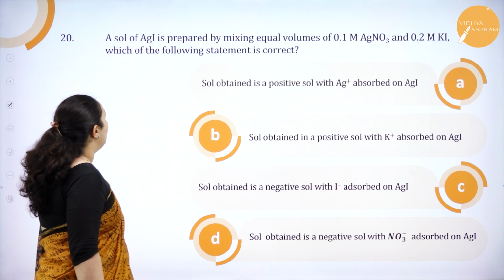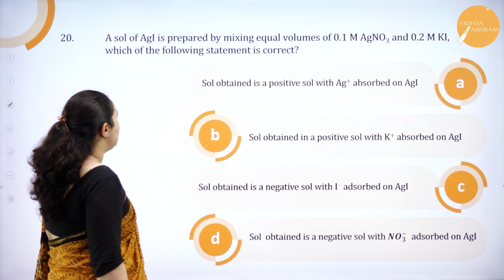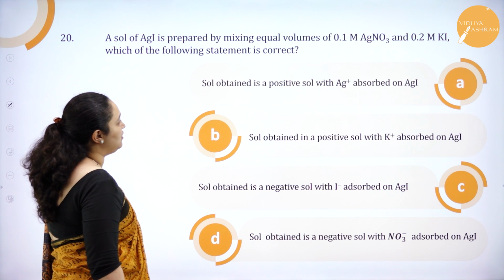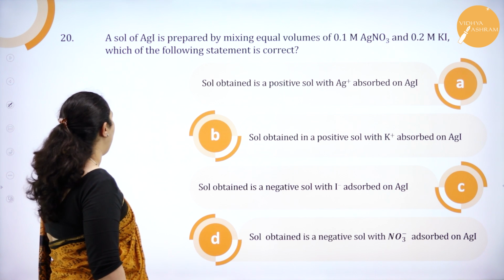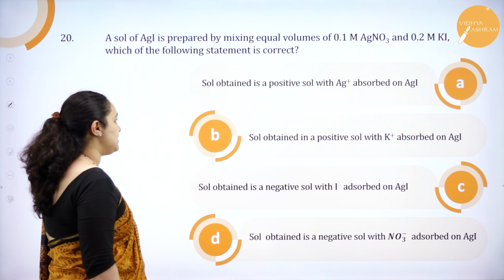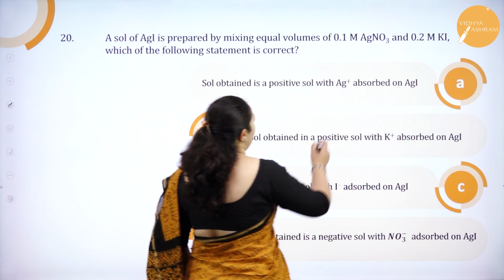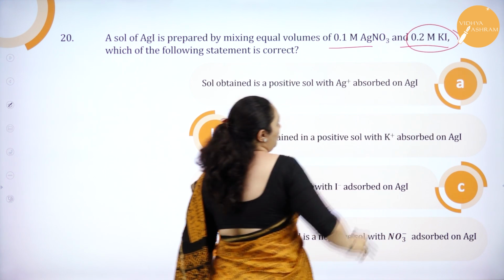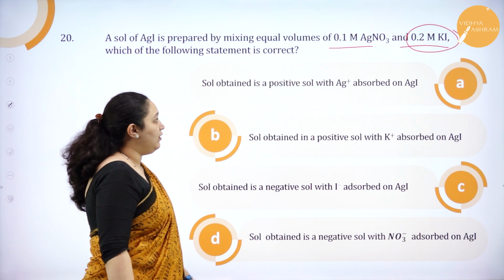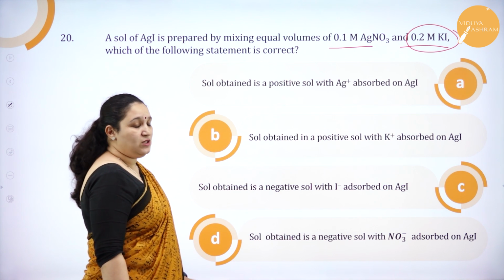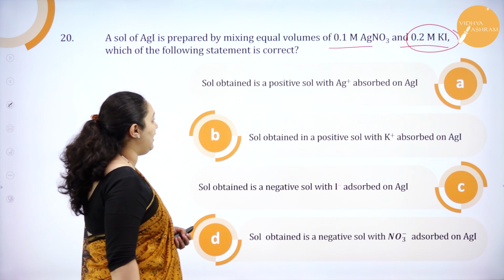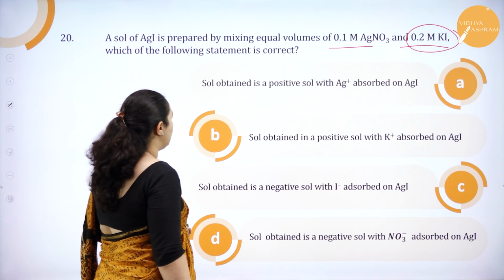Next question. A sol of AgI is prepared by mixing equal volumes of 0.1 molar AgNO3 and 0.2 molar KI. Which of the following statements is correct? See, from the question it's very clear. The concentration of KI is more, that means we have excess of potassium iodide. So the sol will be negatively charged because of the adsorption of iodide ion. I have to just choose the correct answer here.